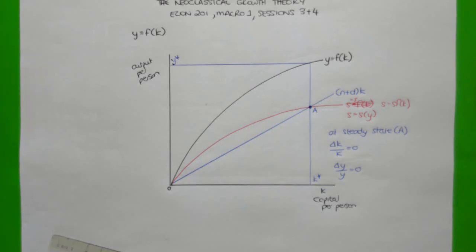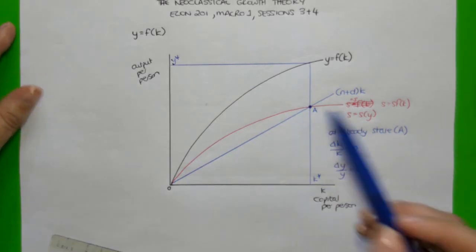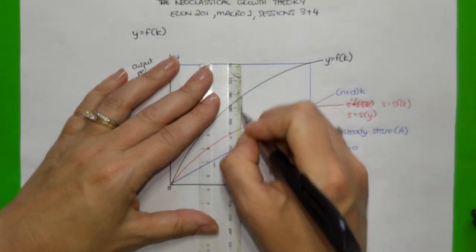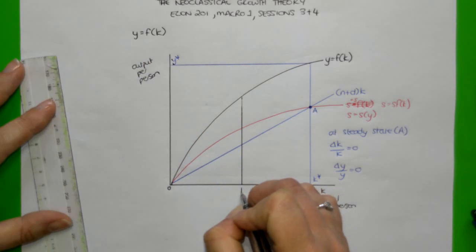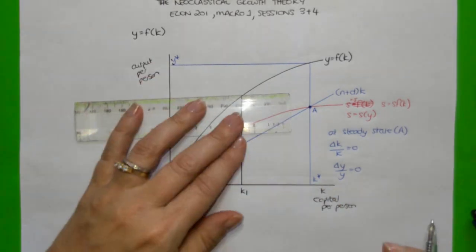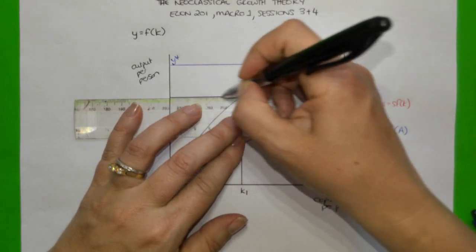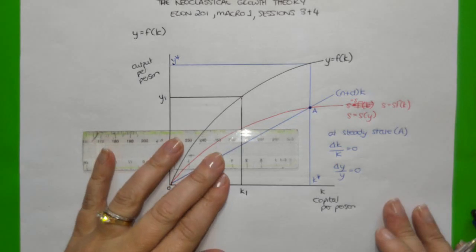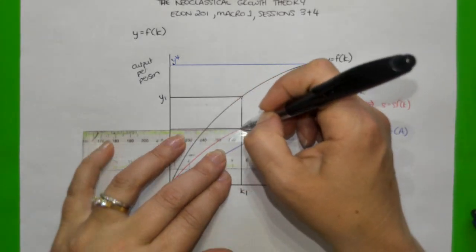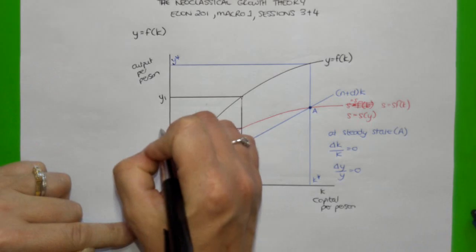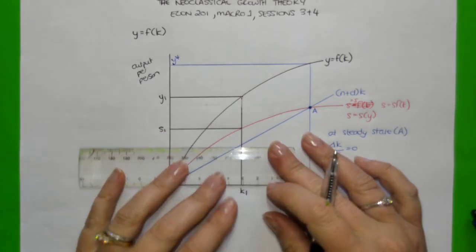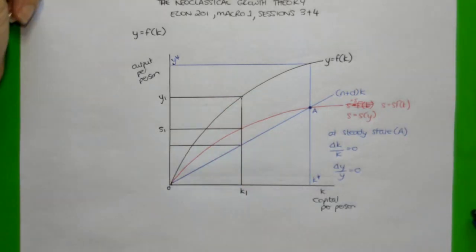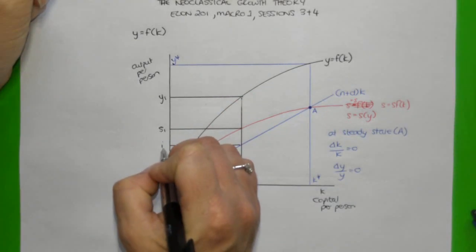To understand a little bit better why this is a steady state, it's useful to think about points on the graph where there is no steady state. So I'm going to pick a point at a level of capital stock K1, and at that level of capital stock per person, the amount of output per person generated would be Y1, and the amount of savings per person when capital stock per person is K1 is S1, and the amount of investment per person when capital stock per person is K1 is R1.